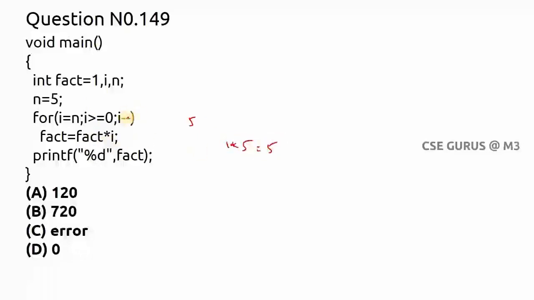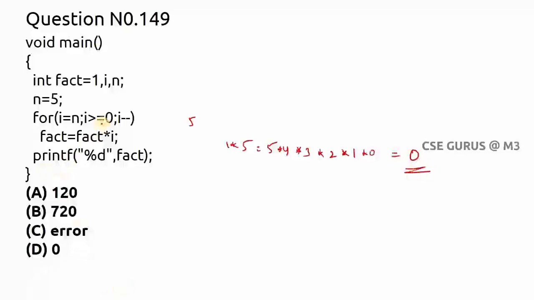But the next I value is 4. So 5 into 4 equals 20. Next I value 3, so 20 into 3, 60. 60 into 2, 120. 120 into 1, 120. But what is the next I value? 0. Is 0 greater than or equals 0? Yes, again true. So 120 into 0, so everything will become 0.